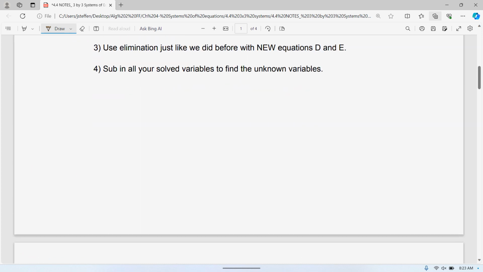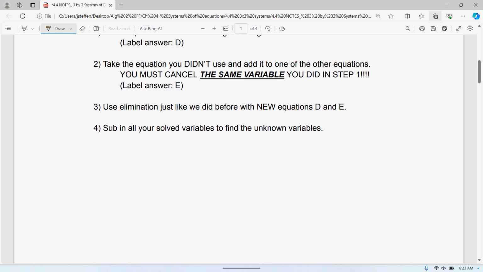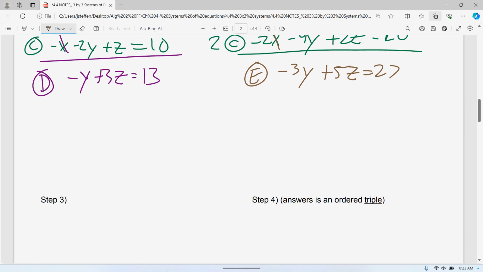So step 3 then, use elimination just like we've always done. You're going to cancel one of the variables in equations D and E. Now we're looking at those 2 new equations, D and E. We're going to combine those and get one of the variables to cancel. If we look, we have negative y plus 3z, and we have negative 3y and 5z. Again, it doesn't matter whether you cancel your y's or your z's. I'm going to cancel my y's, because if I multiply D by negative 3, I get a positive 3y and a negative 3y, and they cancel really nicely. I'm going to do that.